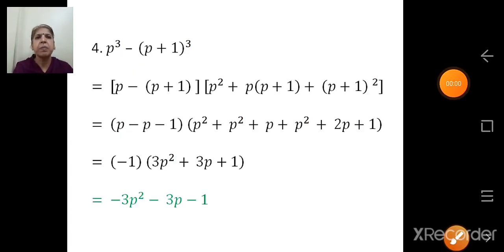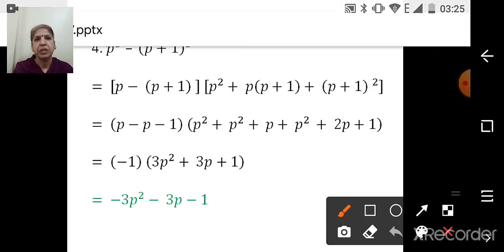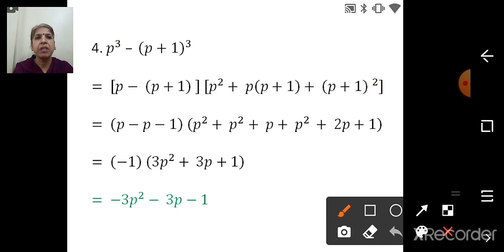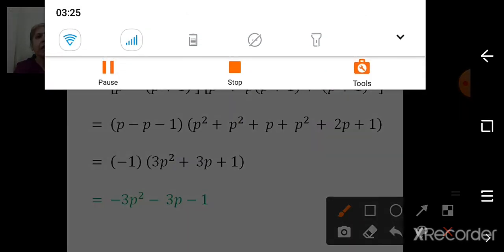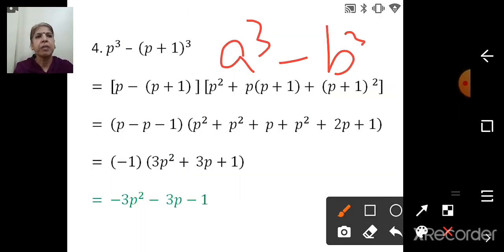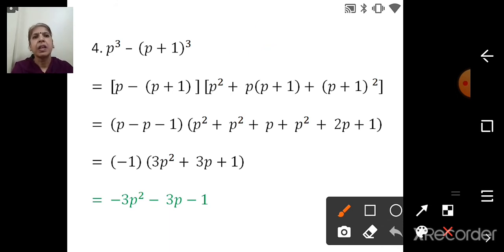Next question is p cube minus (p plus 1) the whole cube. Here we will be using the formula a cube minus b cube. Now which is our first term here children? Our first term is p, that is in place of a we are having p, and in place of b, p plus 1. So first bracket is p minus, again in bracket you are going to write p plus 1.